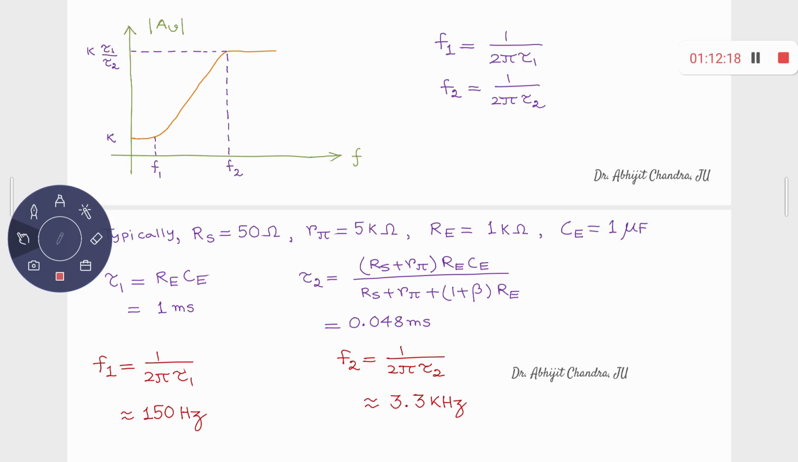No. 150 hertz with RE equal to 1 kilo ohm and C equal to 1 microfarad is not allowable. Although with the coupling capacitor the effect was from 10 or 15 hertz onwards, here it is 150 hertz, that means 10 times more. Because of the inclusion of this bypass capacitor, it is severely degrading the low frequency response. That you don't want.